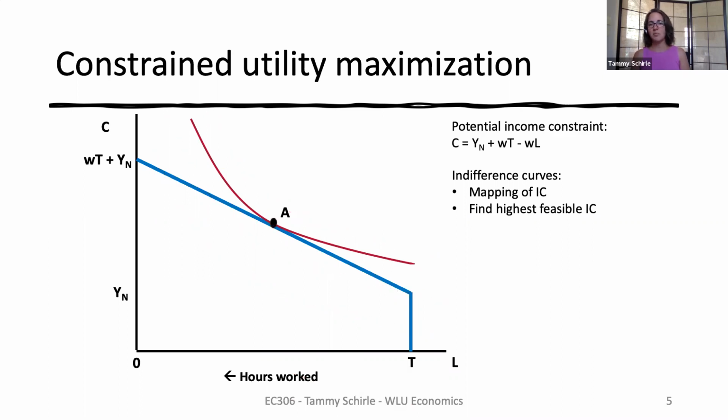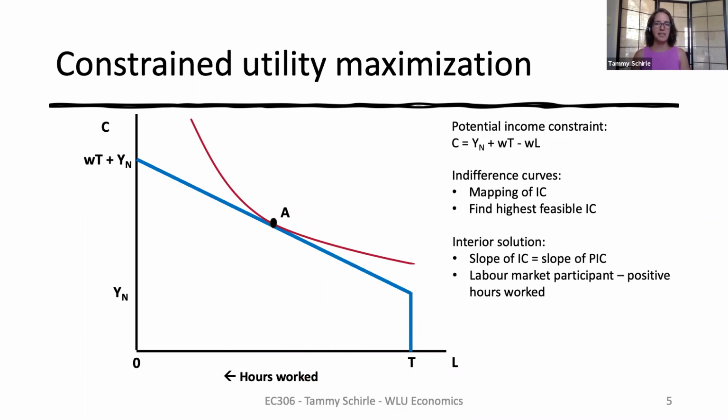That happens at this point here, marked A. This is the solution to our constrained utility maximization problem. And in this case, we call it an interior solution. The equilibrium is characterized as a tangency between the potential income constraint and the indifference curve. And the person has chosen a consumption leisure bundle with some positive number of work hours.